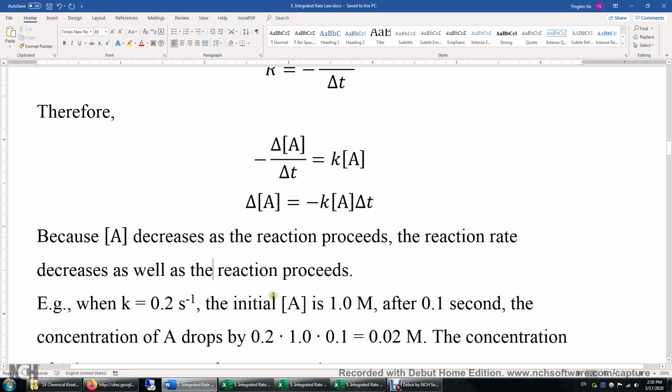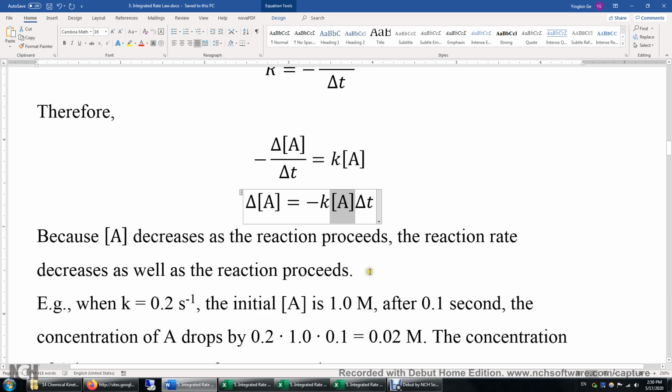All right, and then again, let's say the initial concentration of A is 1.0 molar. After 0.1 second, what's the change of the concentration of A? Well, it's pretty simple. How do we get the change? This is the change of A. So we just plug in this K, we plug in delta T. Delta T, let's say 0.1 second, and let's pretend this A is a constant, 1.0 molar.